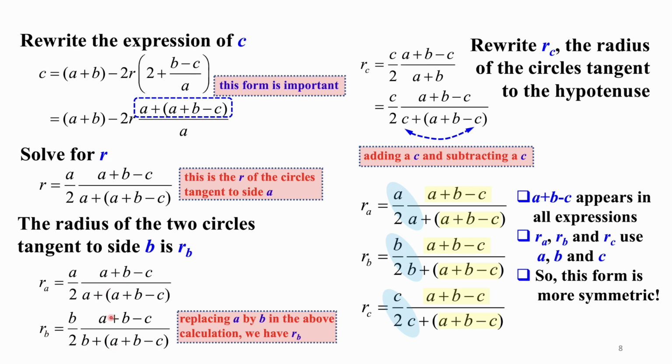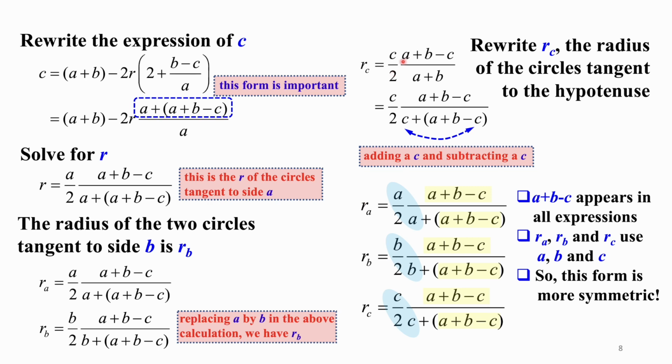Now look at how similar it is. A plus B minus C, A plus B minus C, A plus B minus C. And for side A, we have A and A, for side B, we have B and B. So what if the circles are tangent to the hypotenuse? This is the result. And we add C to here and subtract C. In other words, we add a C and subtract a C. We get this. Why do we need this? Because we need to make a term, A plus B minus C.